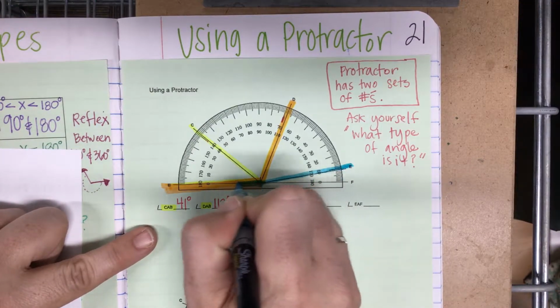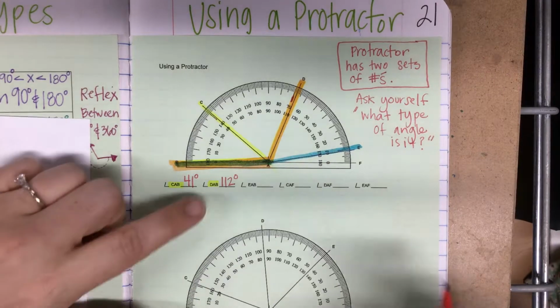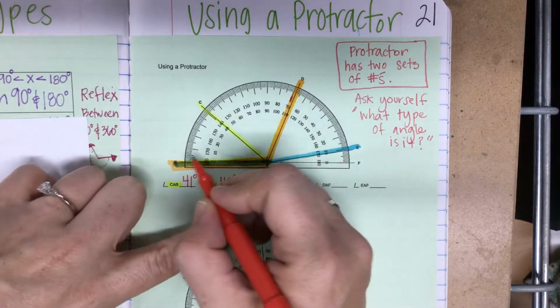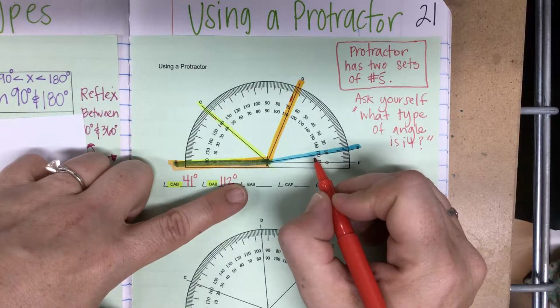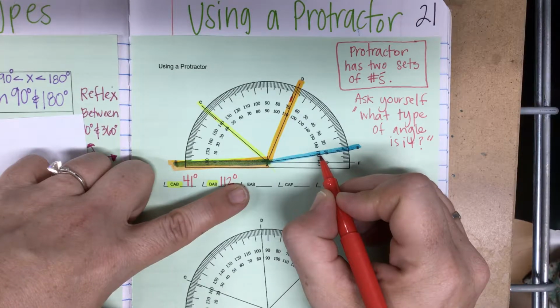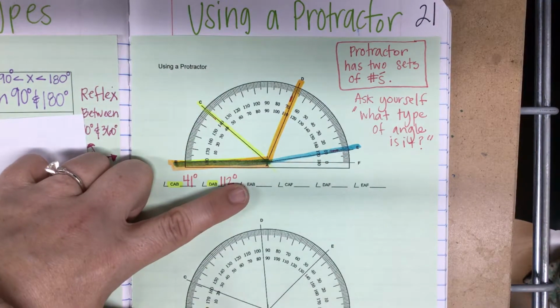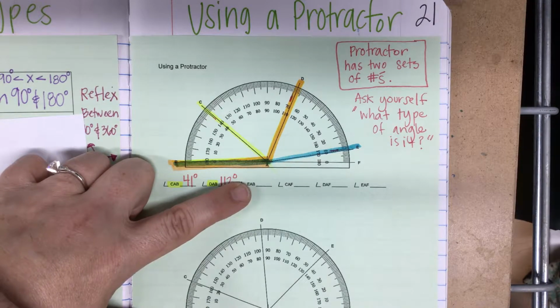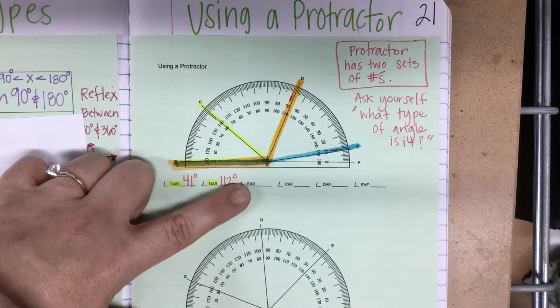Oh, I dropped it. It's still obtuse, correct? EAB is still obtuse. So am I using my 10 number or my 170 number? 170. But that long line is the 170 number. It's not on the 170. What is EAB? 171.